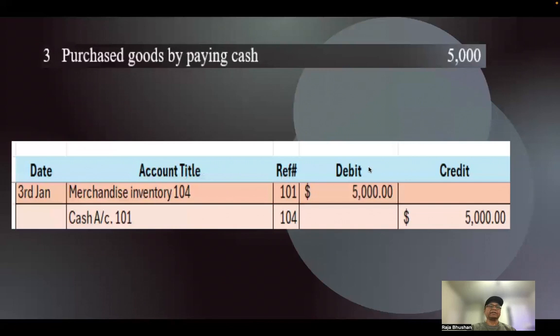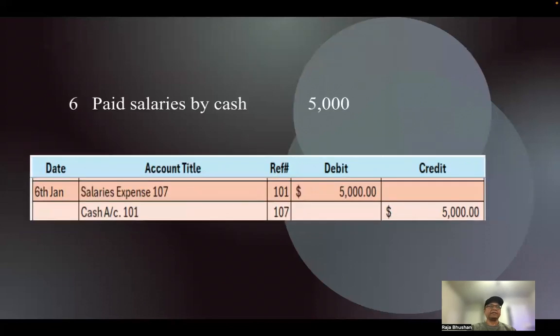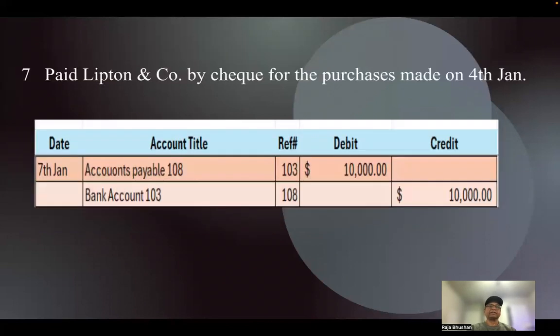So the 7th transaction, what is happening? Cash is going out now, right? So when cash goes out, or how did we make the payment? We did not make payment in cash, but we issued a check. That means our bank will debit our account. Our bank will recover this amount from us.